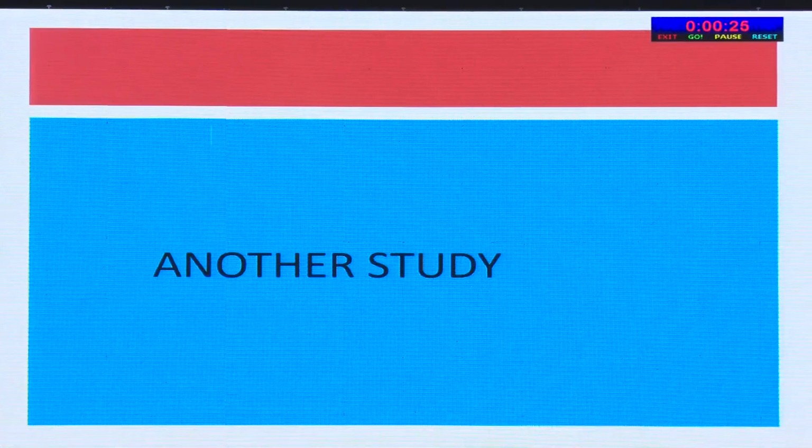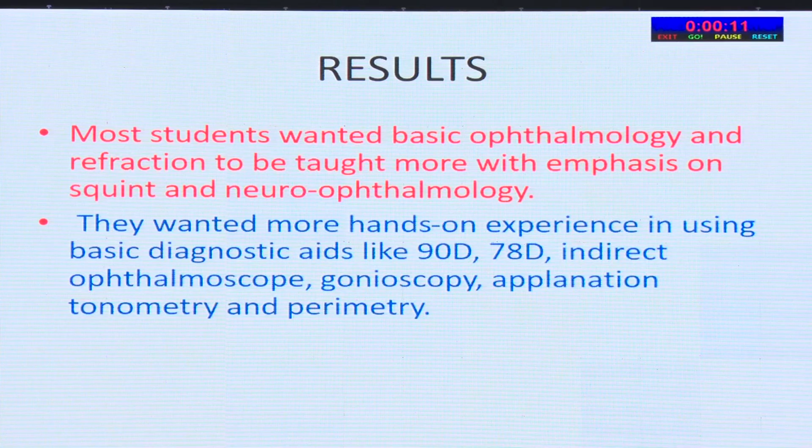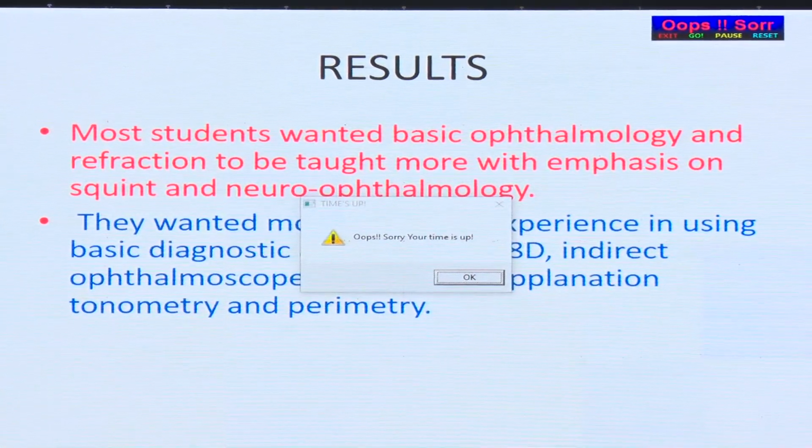There is another study also, published in 2008 in IJO, on the best method to learn ophthalmology, the resident doctor's perspective of ophthalmologic training. This study was done by Prakshit Gogte sir, Madan Deshpande, and Sital. The result was that most students wanted basic ophthalmology and refraction to be taught more, with emphasis on squint and neuro-ophthalmology. They wanted more hands-on training and experience in using basic diagnostic procedures.